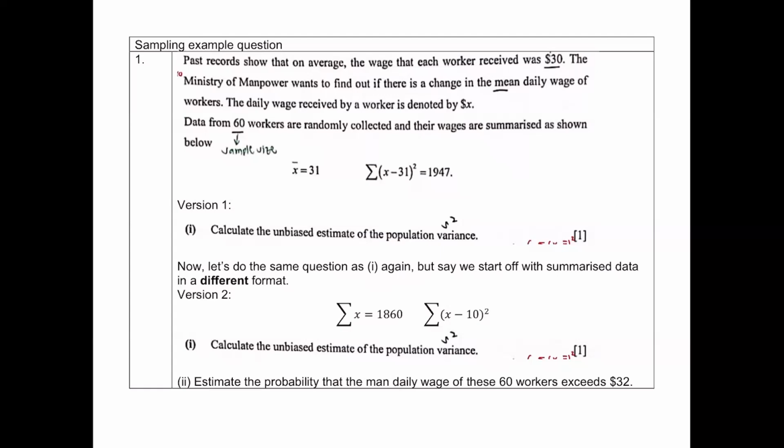The Ministry of Manpower wants to find out if there is a change in the mean daily wage of workers. The daily wage received by a worker is denoted by X dollars. Data from 60 workers are randomly collected and their wages are summarized as shown below. X bar is 31. It's not 30. Then summation of (X minus 31) squared equals 1947. Version 1: calculate the unbiased estimate of the population variance.